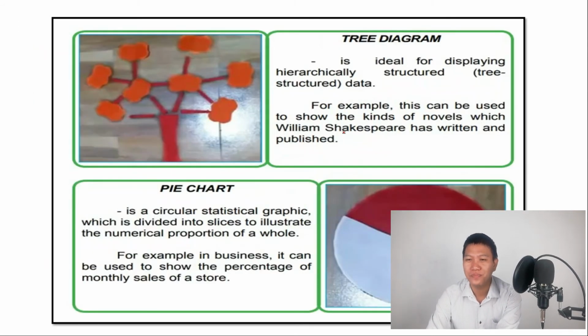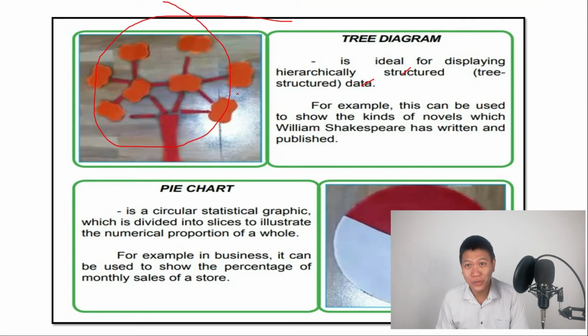It's okay. Next, we have the tree diagram. It looks like a tree. It's ideal for displaying hierarchically structured data. Let's say you're talking about your family tree. That's one. For example, this can be used to show the kinds of plays which William Shakespeare has written and published. So you can display data here. What kind of play did Shakespeare publish? You can write here comedy, historical, tragedy, and so on.